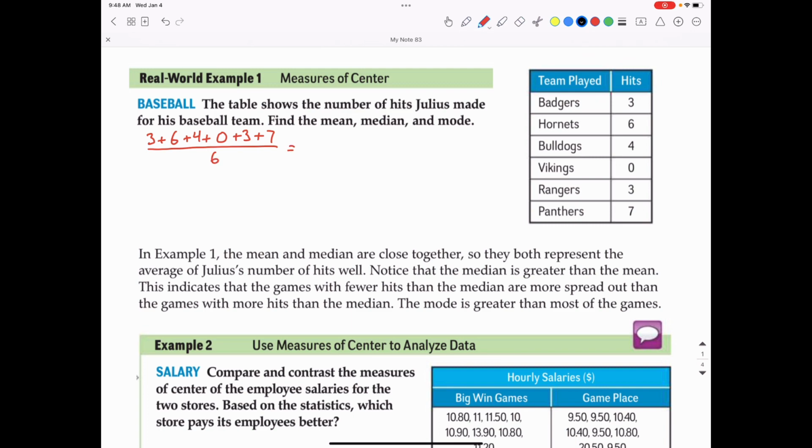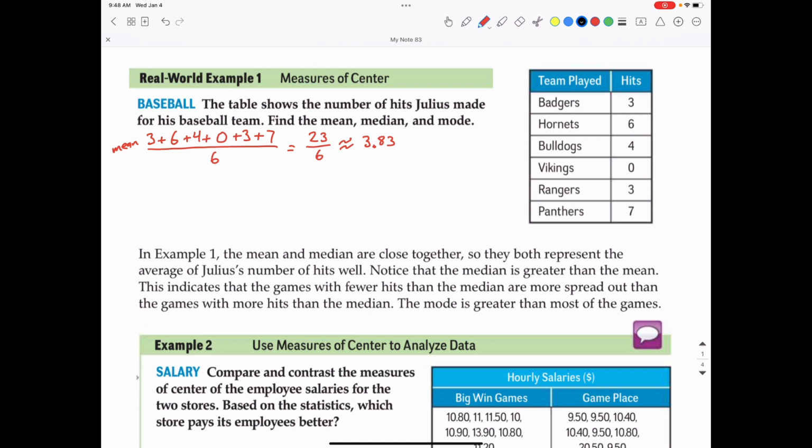So 3 plus 6 plus 4 plus 3 plus 7 is 23. And when you take 23 divided by 6, and let's just round to the nearest hundredth, since it doesn't specifically say what we needed to round to, so I'll just pick the hundredths place, we get a mean of 3.83. That's the mean.